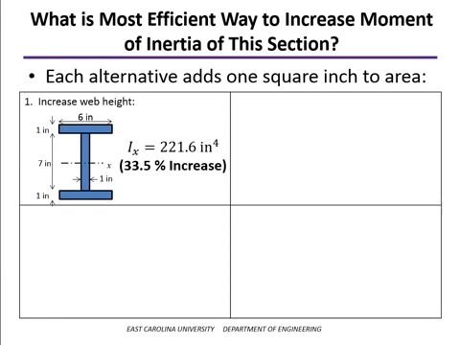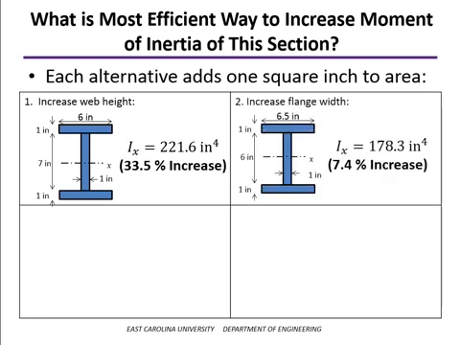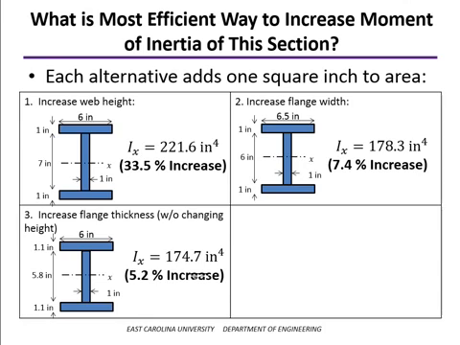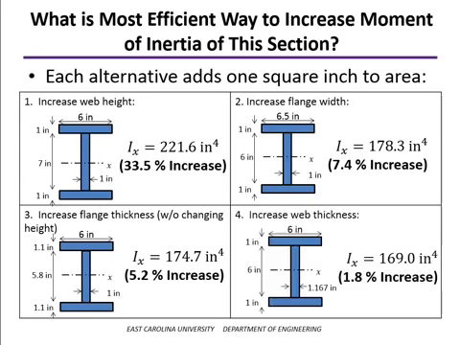Now, a lot of times you can't do that, though, because you might be restricted on how tall this beam can be. So another way of doing it would be to increase the flange width without increasing the overall height. And if you do that, the increase is much less. You could also increase the flange thickness, but again, if you have to do that without changing the overall height of the beam, you'll find the increase is only about 5%, so really on the same order that you're increasing the area by. And finally, the least efficient way is to increase the web thickness.